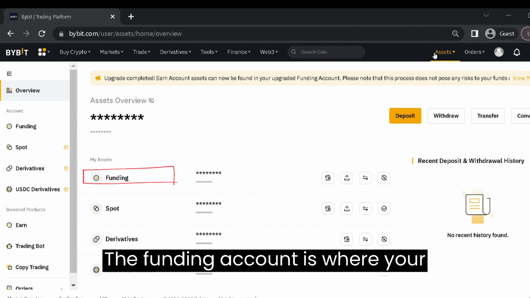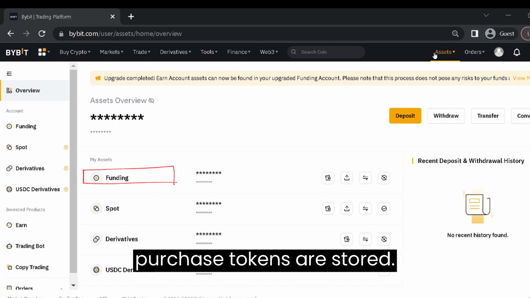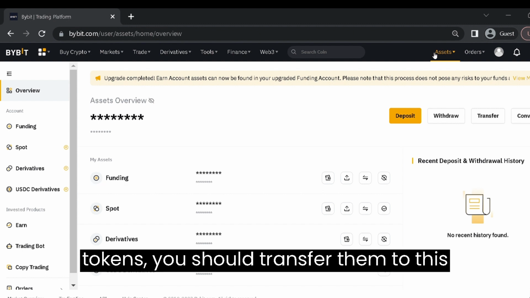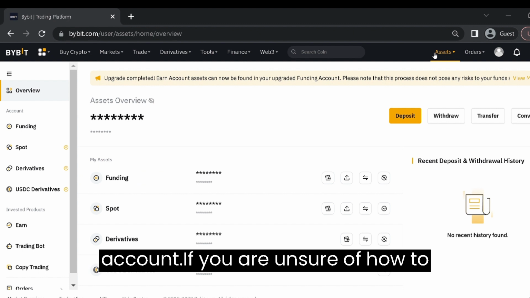The funding account is where your purchased tokens are stored. Additionally, if you want to sell your tokens, you should transfer them to this account.